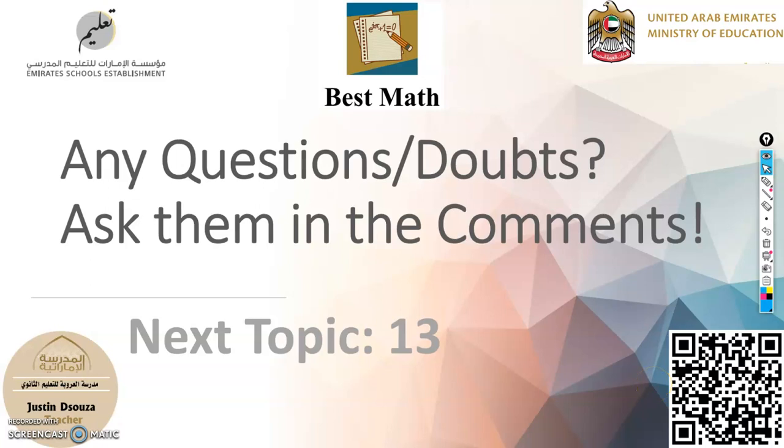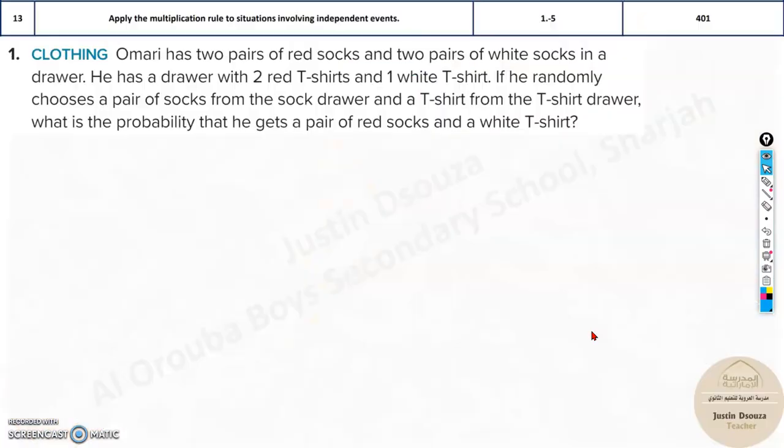The 13th type of problem is on probability again. It is on the multiplication rule, multiplication rule involving independent events. Let's read a problem and understand what it is.